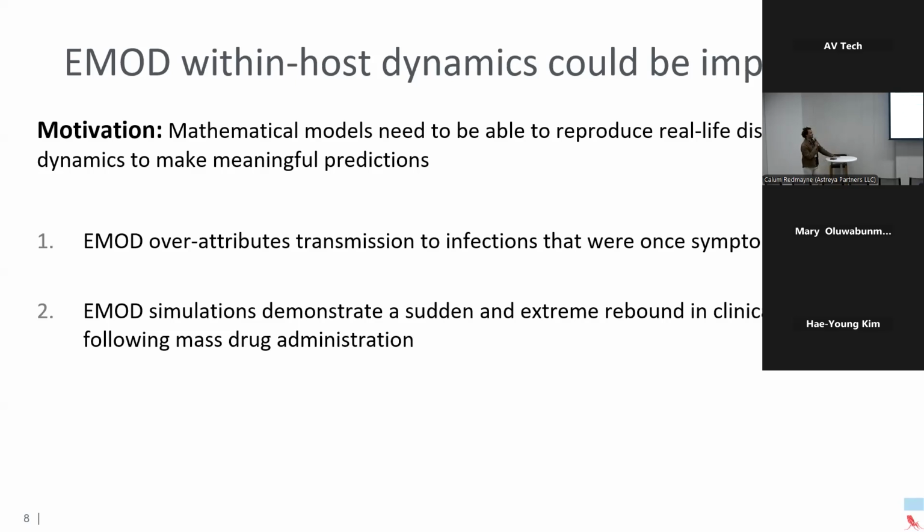that we've noticed that the model tends to over-attribute onward transmission of malaria to symptomatic cases or cases that were at once symptomatic, and that doesn't really square with recent literature on the contributions of the asymptomatic reservoir. And then secondly, and I'll talk a little bit more about this later, we see a sudden and sort of paradoxical rebound in clinical incidence after mass drug campaigns, things like seasonal malaria chemoprophylaxis or a mass drug administration, where the incidence in the model after the drug campaign is actually a lot higher than without giving the drugs, and that's not how we think things work.